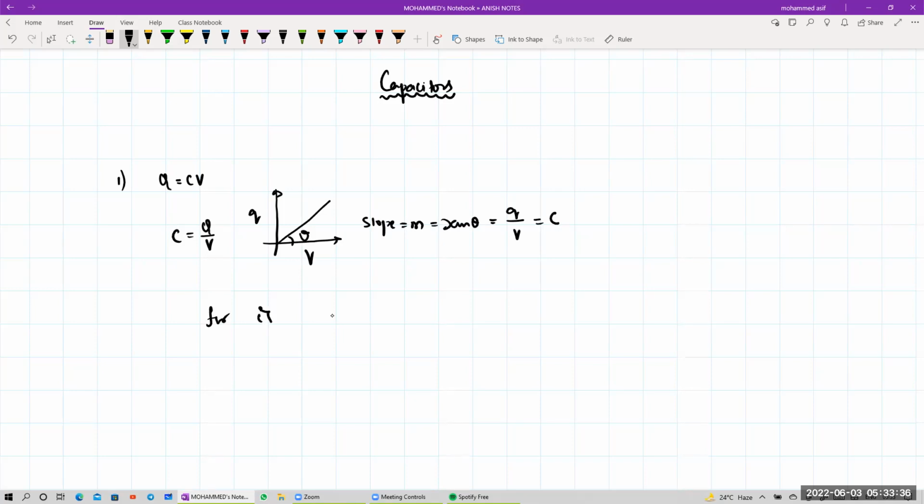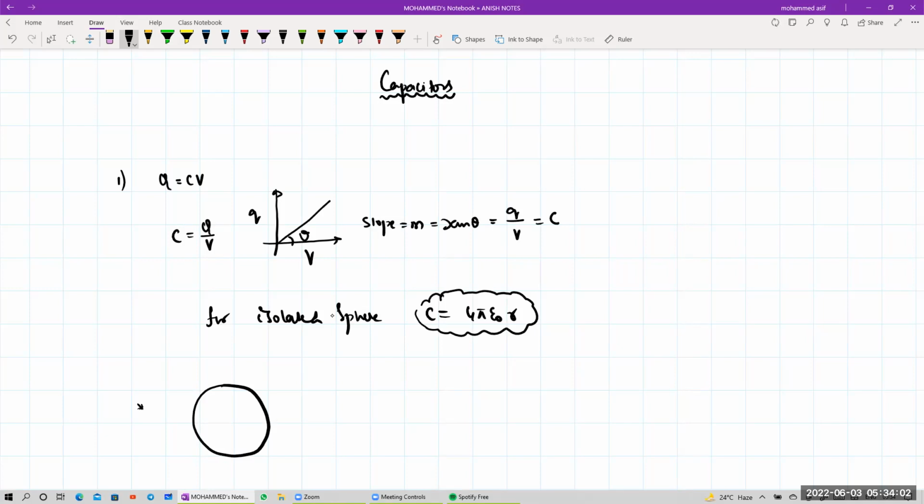For isolated spheres, capacity will be equal to 4 pi epsilon naught into your R. Okay, for an isolated capacitor which is in the form of a sphere, the capacity is how much? 4 pi epsilon naught into R. Clear?